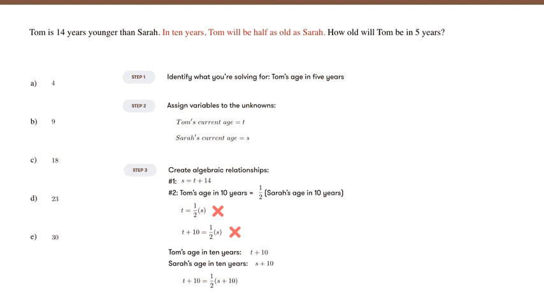Now that we have the second equation, we can create a system where we have the two equations, s equals t plus 14 and t plus 10 equals 1/2 of (s plus 10).